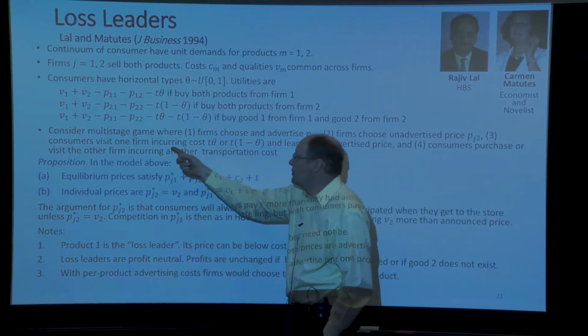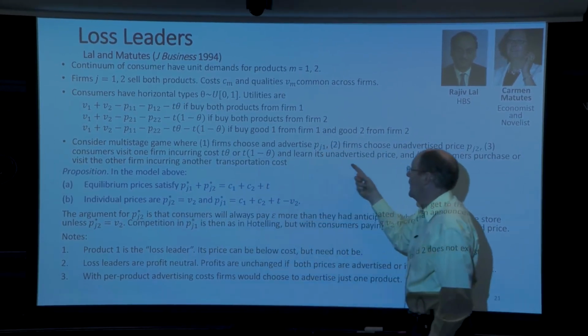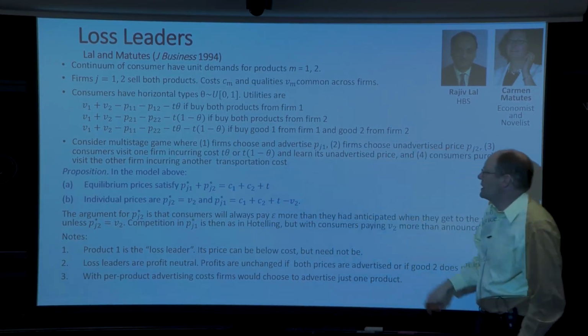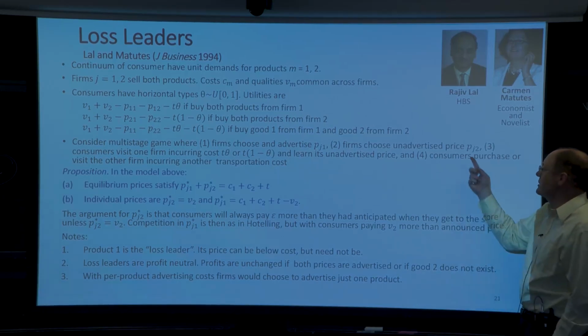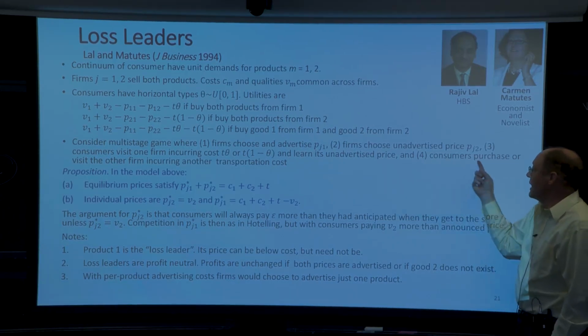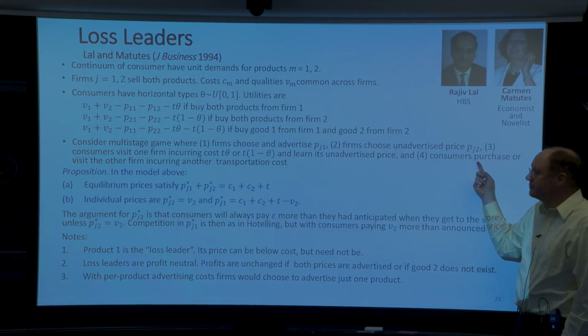Consumers drive to one firm incurring costs either T theta or T times 1 minus theta. When they get there, they learn the price for the unadvertised good. And then consumers, after learning the price of the unadvertised good, either buy one or both products there, or they decide to drive to the other firm and buy at firm 2 instead. Okay.